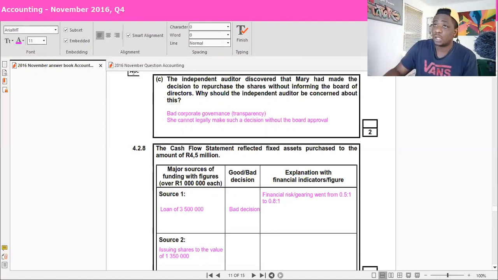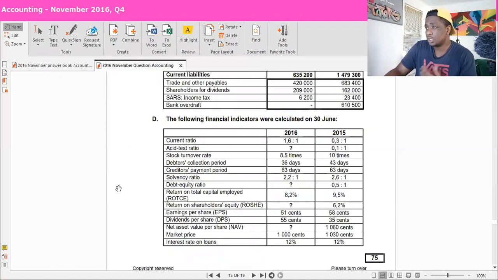And also, if you look at interest rates, the interest rate is 12%, and the return on shareholders' equity is 4.2%. So which one would you want to pay? 4.2% return to shareholders, or 12% interest on loans? You can see here that the interest rate on loans is much higher than the return on shareholders' equity. So for me, I would rather source money from the cheaper source rather than from loans.